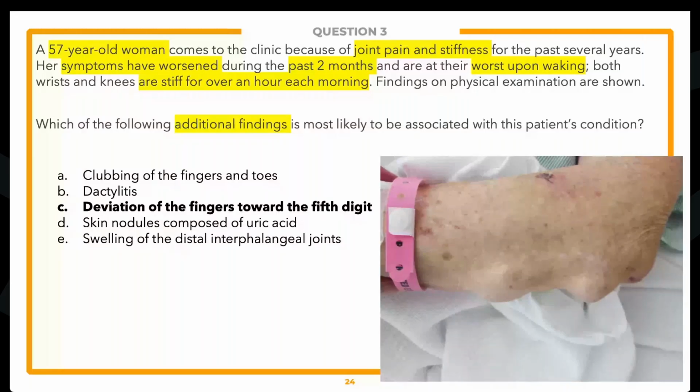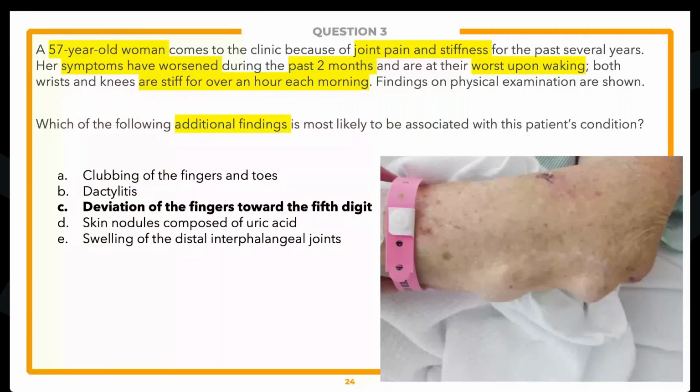What are some of the classic findings we see in RA? This is a typical patient, right? A 57-year-old middle-aged woman coming in with joint pain. Stiffness is going to be the buzzword here. Waking up in the morning feeling stiff for over an hour. That's a classic RA finding, right? As opposed to osteoarthritis, where the stiffness tends to be at the end of the day and the pain is worse at the end of the day.